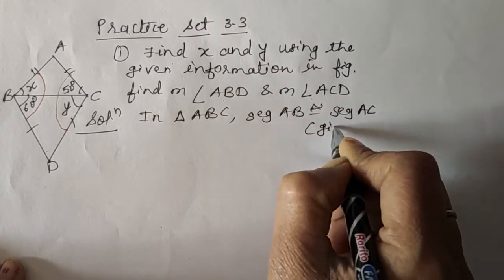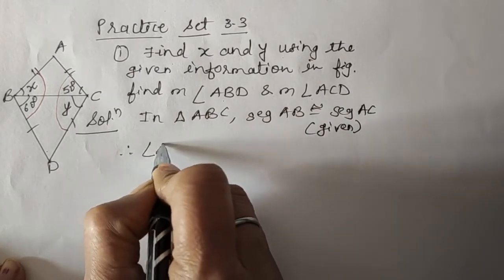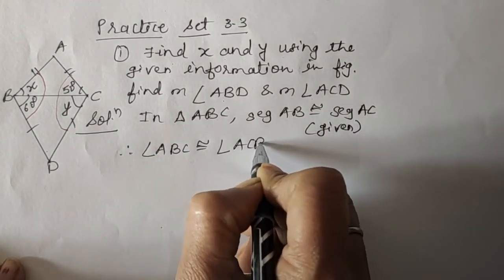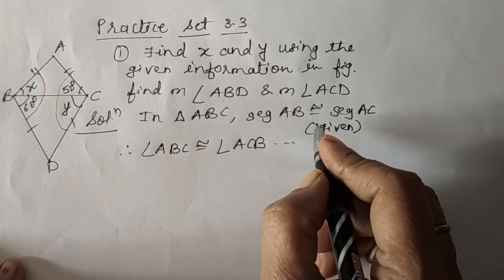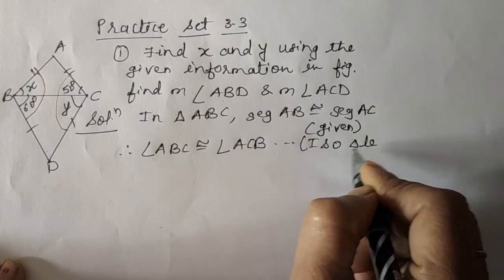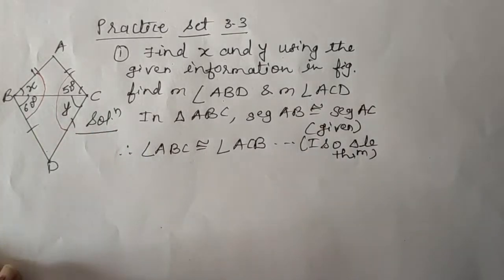This is what is given to you. Okay, so therefore what are we getting? We are getting that angle ABC is congruent to angle ACB. Now what have we used here? We have used the isosceles triangle theorem. What is the isosceles triangle theorem? If two sides are equal, then the angles opposite to those sides are also equal.